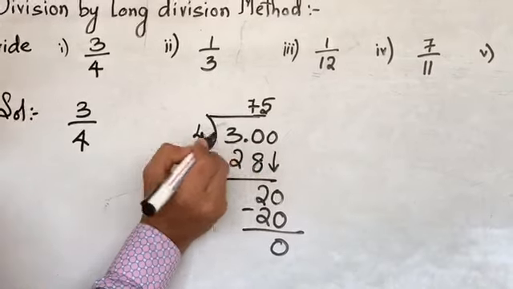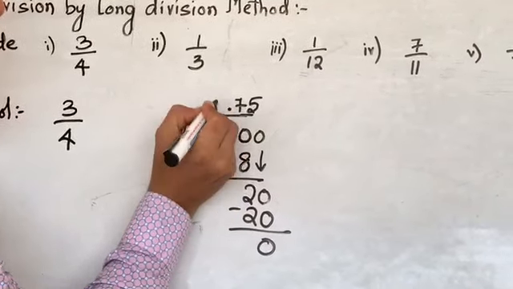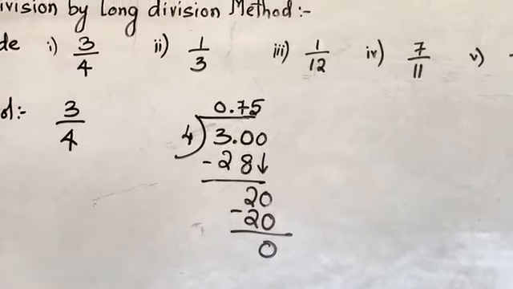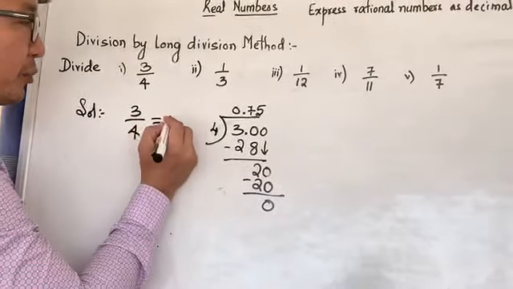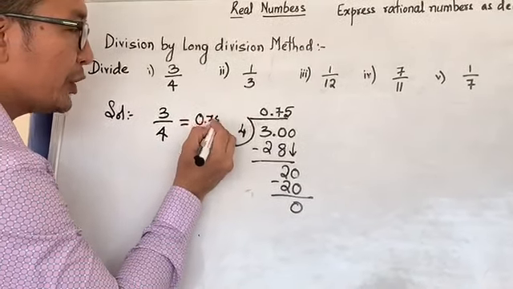Decimal, count the places here. So this becomes 0.75. So this can be written as 0.75.